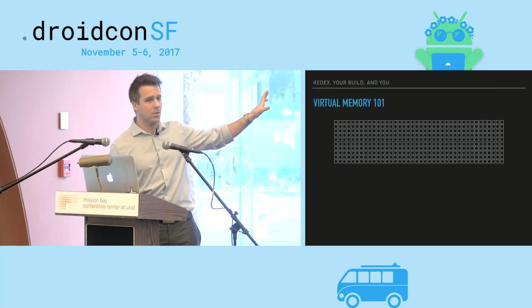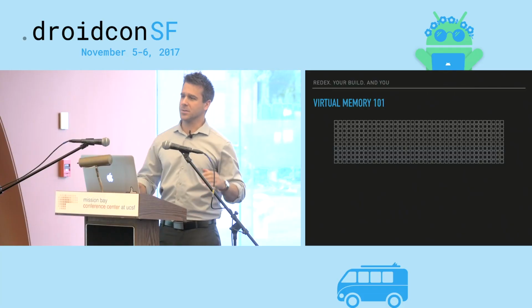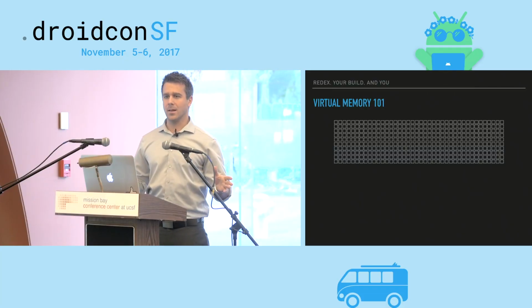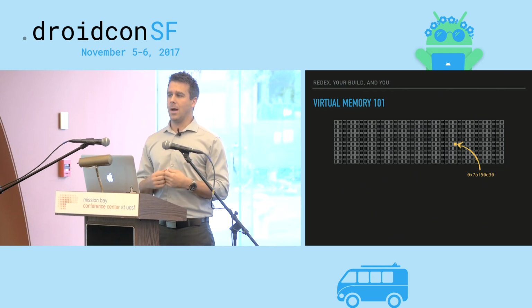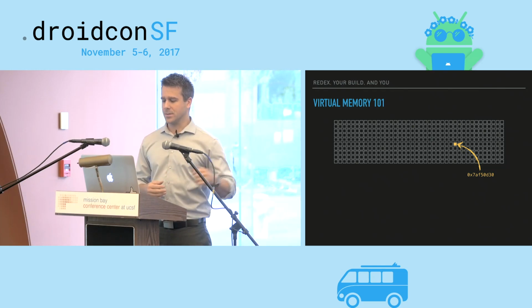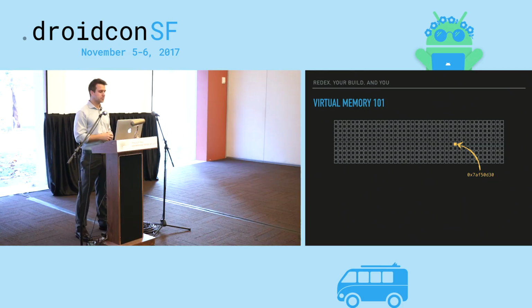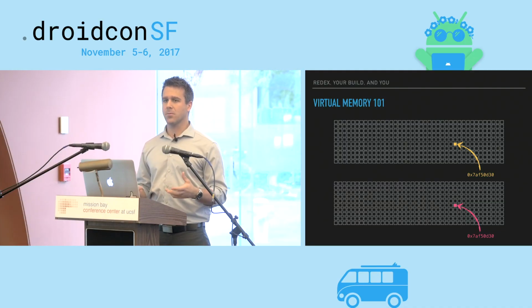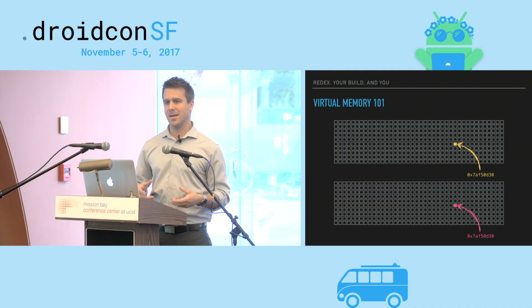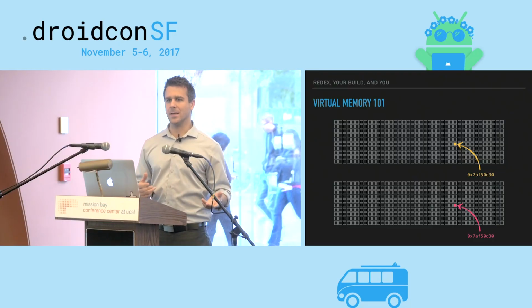So imagine that this is all of the virtual memory in an application. This is all the memory we can allocate and address. And I want to grab some memory, and this is the address. It's that little dot right there, 7AF50D30. And that's in my application. Well, it turns out that you can actually have another process on the device at the exact same time, which also has a reference to that exact same address, but has different data in it.